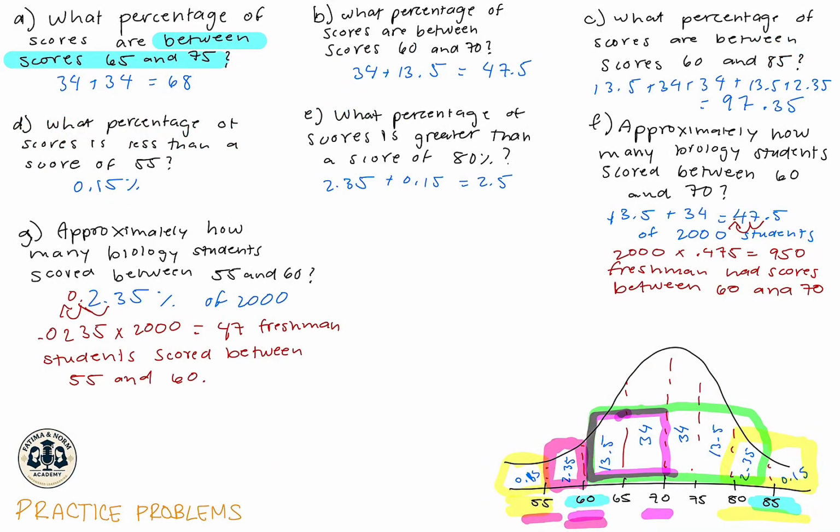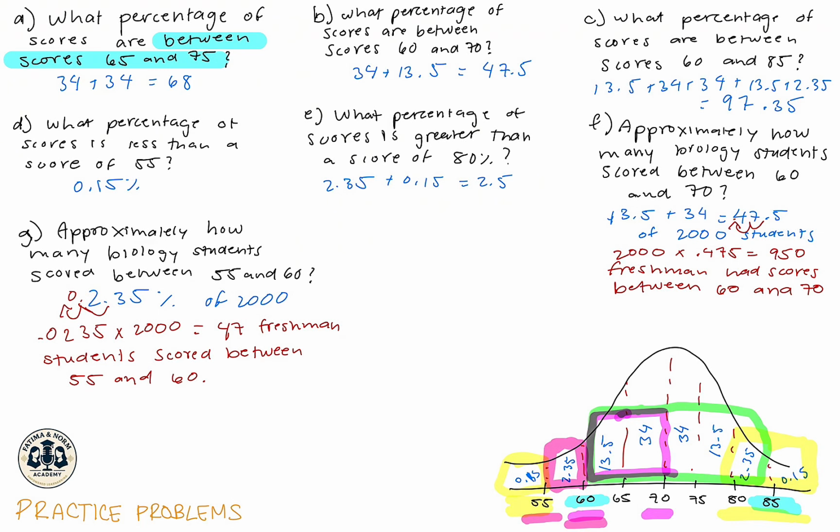I know that this next slide looks a little overwhelming, but just take it problem by problem. First, we're going to start with question A that says what percentage of scores are between 65 and 75. So you would look at the table at the bottom and just look at where the 65 is and then the 75, and what you're going to do is you're just going to add 34% plus 34% because that is what lies in between those percentages, and that gives you 68%.